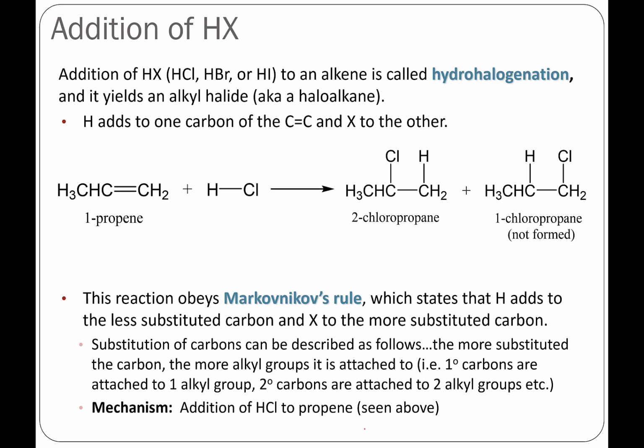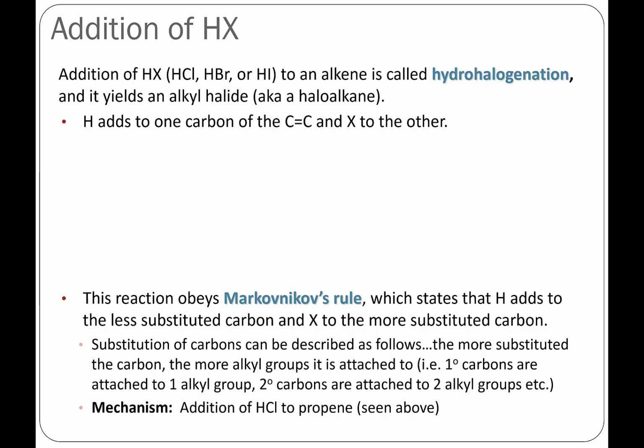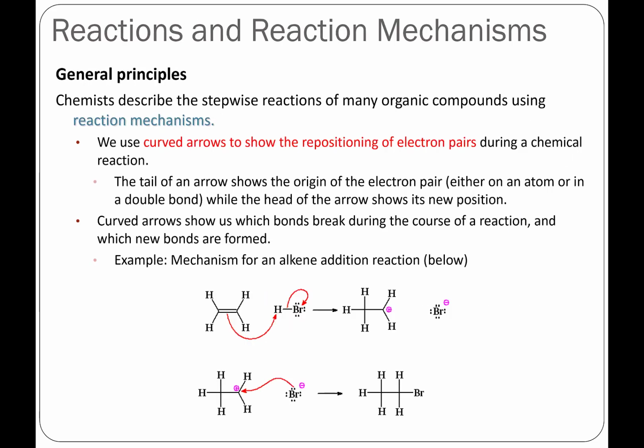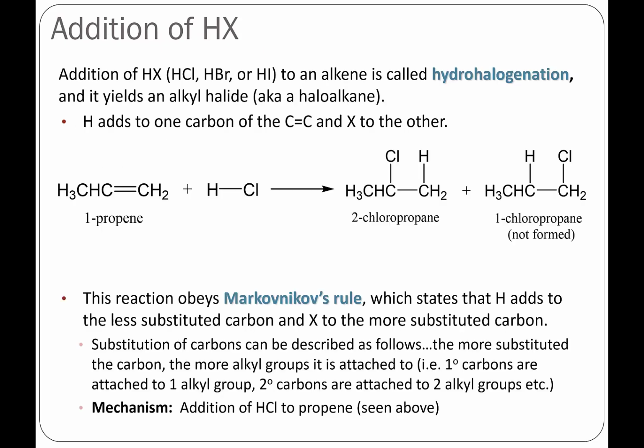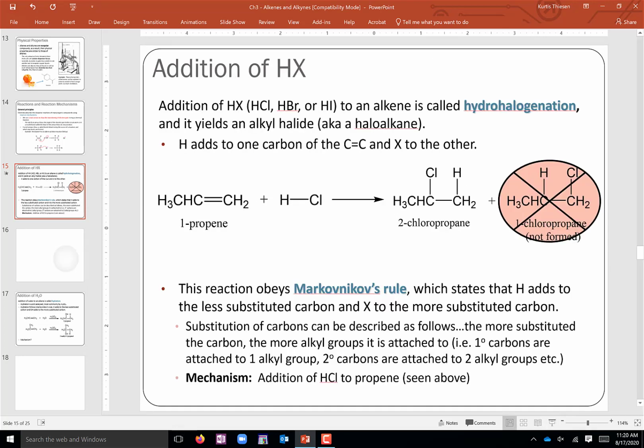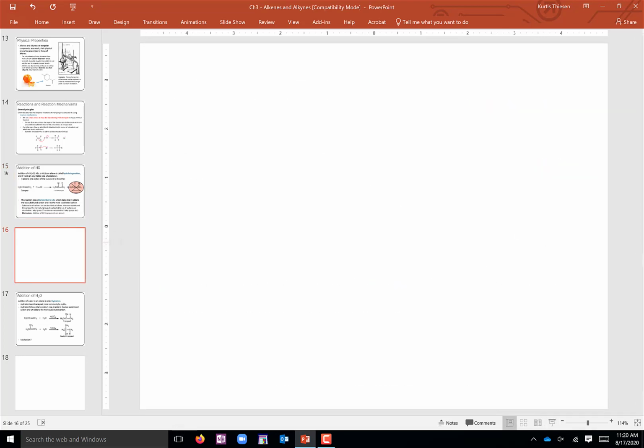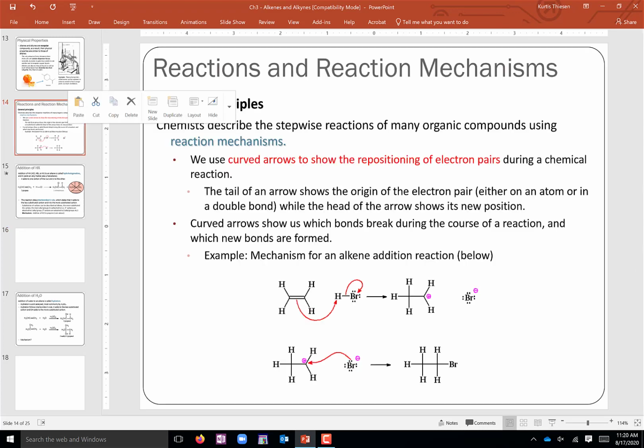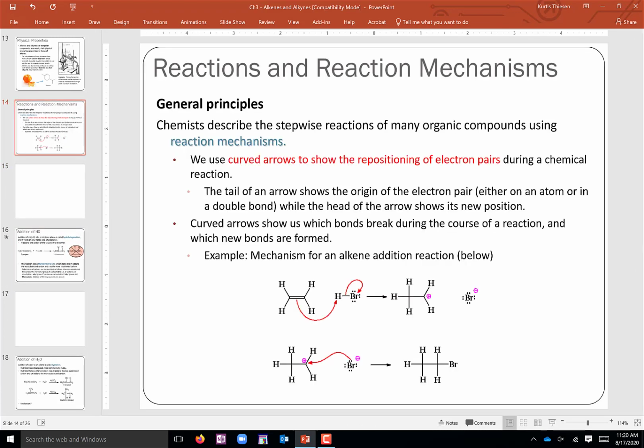In fact, if you look on this slide, notice I've left the option open for us: write the mechanism for the addition of HCl to propene. We're not going to do that. We could, but we're not. So what I want to do is, before we do this hydrohalogenation, I'm going to exit this and add one more slide up here, because I want to just talk generally about alkene addition reactions, what they are, sort of what we're getting ourselves into here.